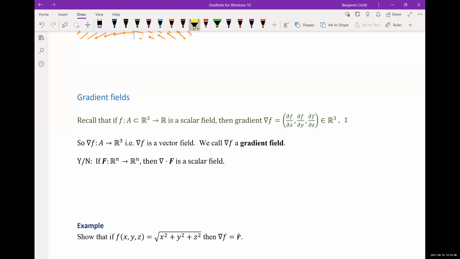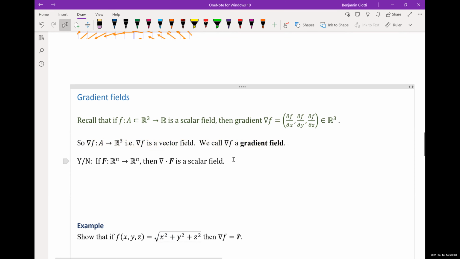Thus, the gradient is a vector field. It's a function where you stick in a vector, the location, and it spits out a vector. So gradients are vector fields. They're a special kind of vector field. Gradients are a particularly important and relevant type of vector field. We'll call them gradient fields. And as we'll see, a lot of the most important examples, for example from physics, end up being gradient fields or gradient vector fields.